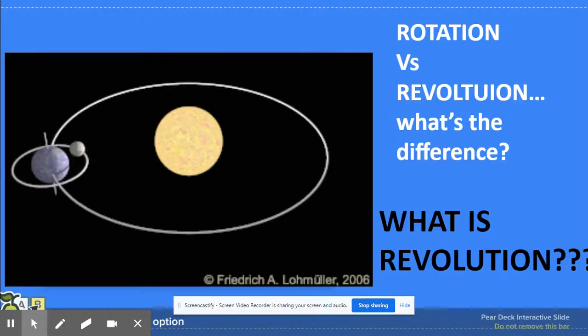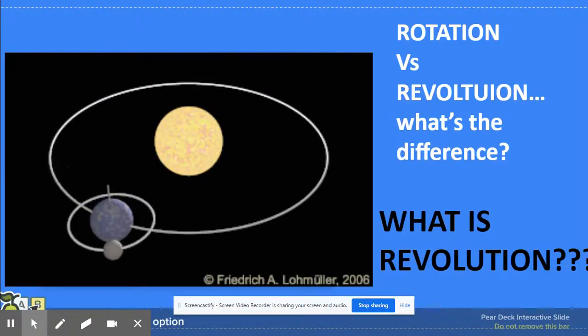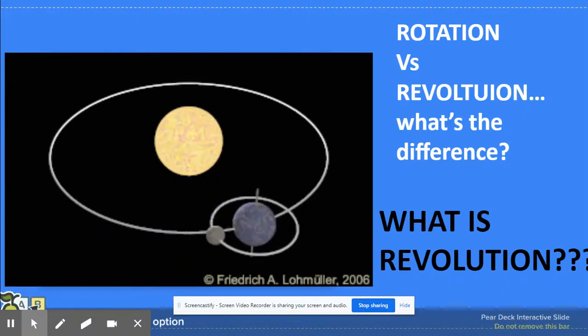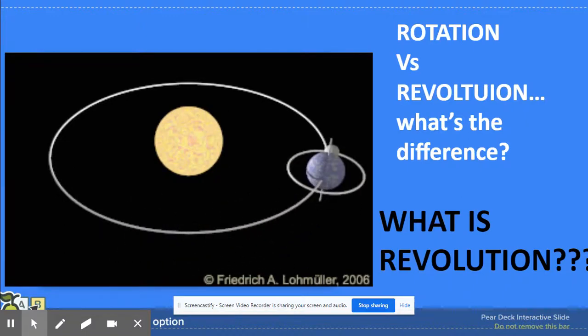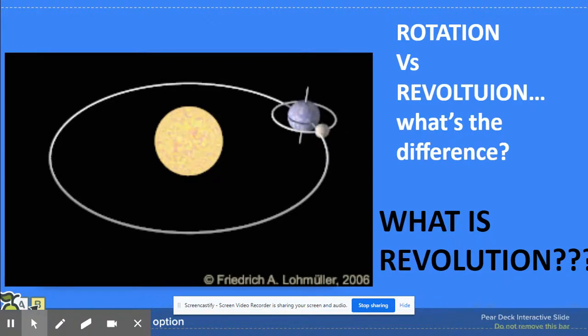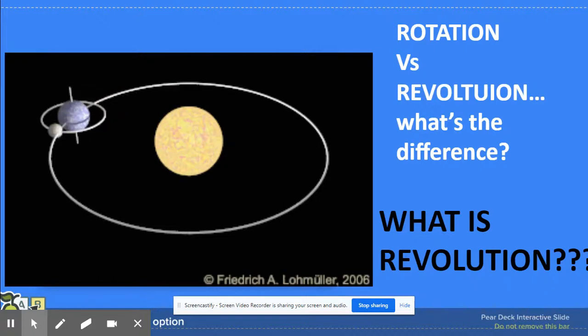And again, you might be surprised exactly how long one revolution on Earth is. You might know, it might not be a surprise, but it may be. And we're going to talk about those numbers and about some other concepts today.